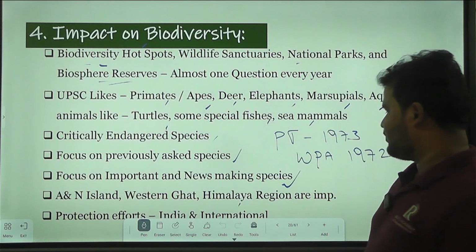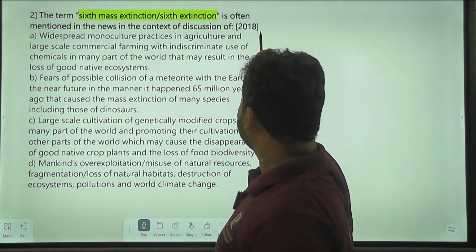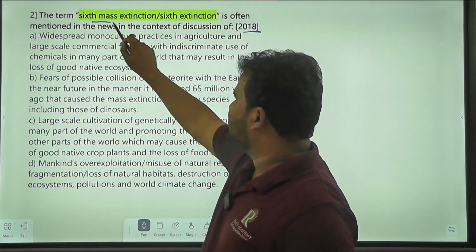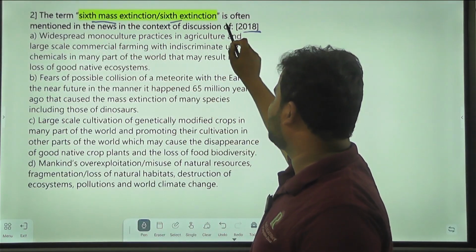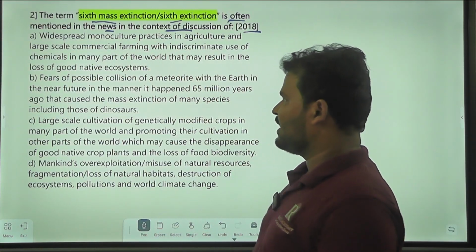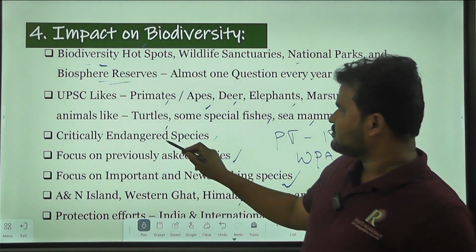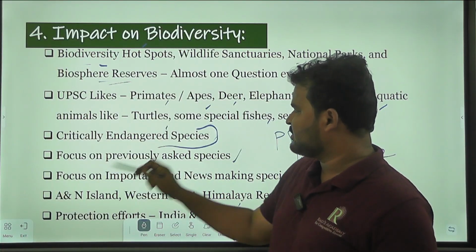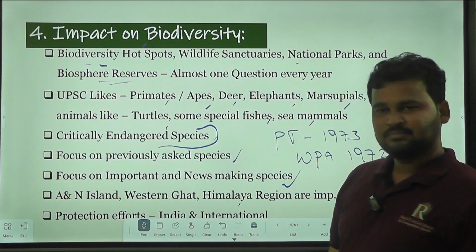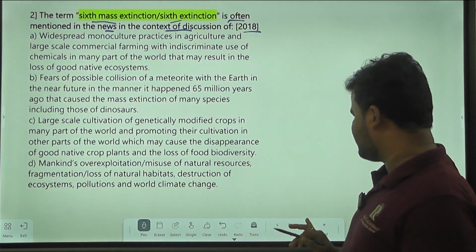Next, after that, some more important topics. In the year 2018, the sixth extinction is often mentioned in the news in the context of discussion. It was a question. As I said here, a question related to critically endangered species. So that's why I have mentioned this point over here.